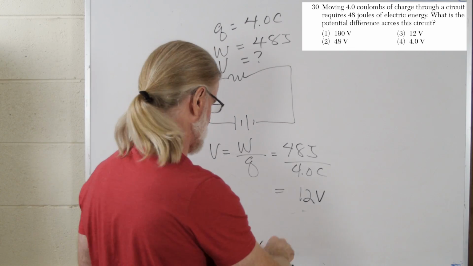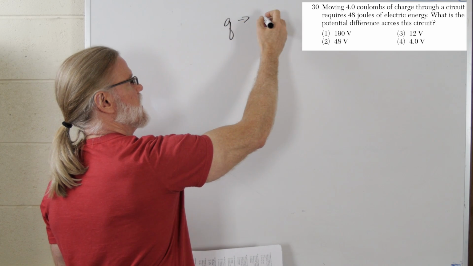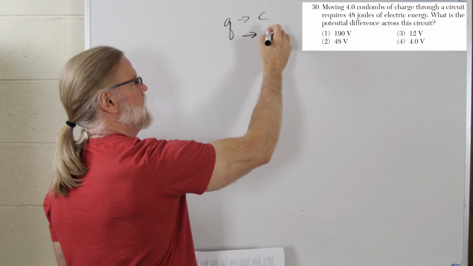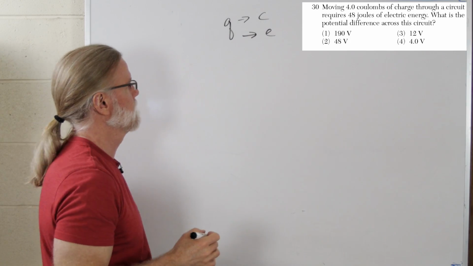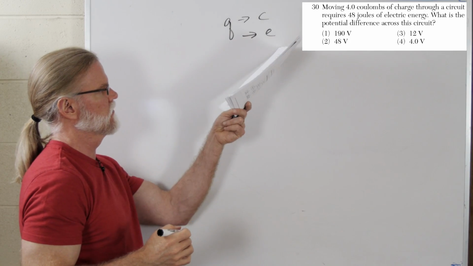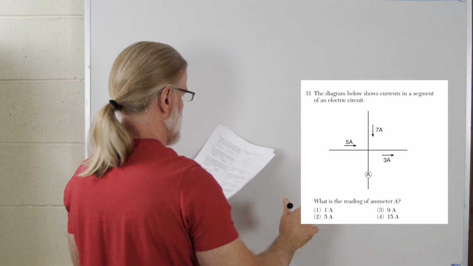Know your units in electricity. Know your charge has units of coulombs or elementary charges. Coulomb is the standard unit. Know that we can only have whole numbers of charges, so our elementary charges always have to be whole numbers.